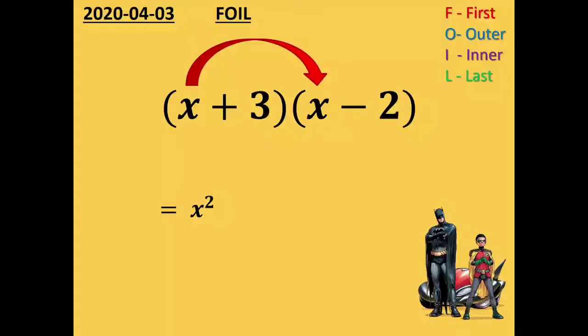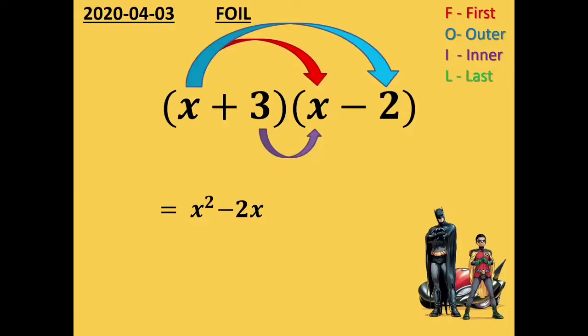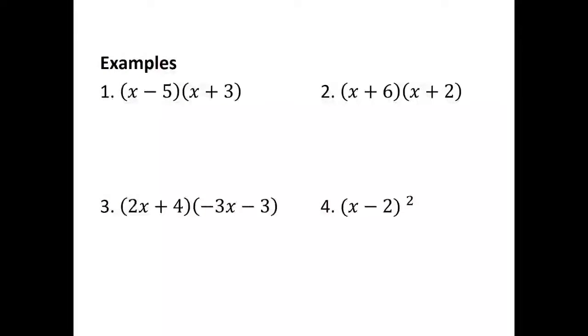Then I'm going to do my outer terms, so x times negative 2, which will give me negative 2x. Then the two inside terms, so 3 times x is 3x. And then the last two terms of each bracket, so 3 times negative 2 will give me negative 6. Once I've done that, I never leave it unsimplified, so I need to do my like terms. So negative 2x plus 3x will give me x. We're going to do some examples of these, but just make sure that you're drawing in the arrows for each example. Please write down example 1, and then we'll go from there.